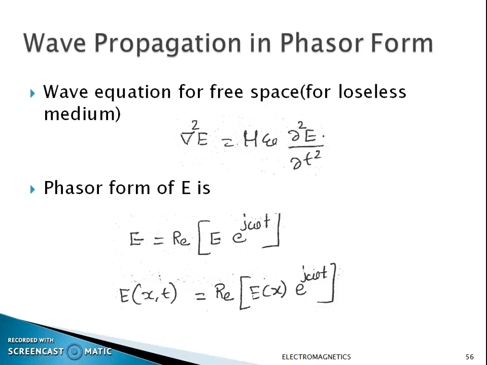So in a similar way, the electromagnetic field, here the electric field, we can represent like E is equal to e raised to j omega t. This E can be represented as e raised to j omega t in phasor form. For the wave propagation, we are taking only the real part of the electric field. So E can be represented as E is equal to real part of e raised to j omega t. And it can also be represented as E of x, t is equal to real part of E of x e raised to j omega t.